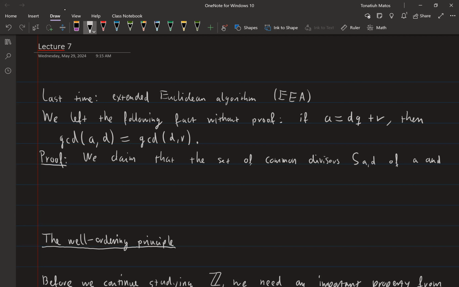Okay, the set of common divisors of a and d is the same as that of d and r. I think the statement is clear. Maybe I could have written it a little bit clearer. So let's prove this. What letter should I use? Let x be a common divisor of a and d. So x divides a, x divides d. How would you argue that x divides d and r?